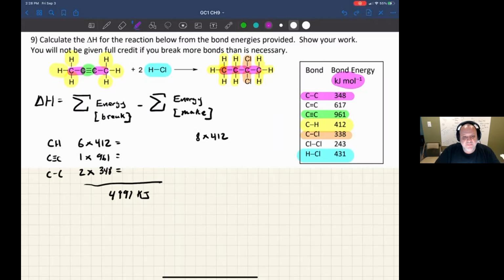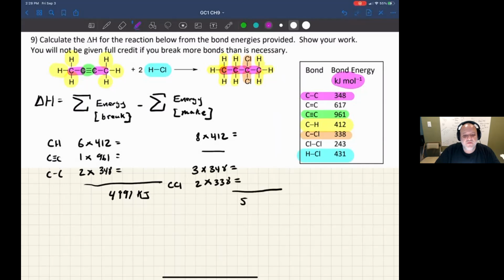Okay, on the bonds that I make, I've got some CH bonds as well. I have 8 of them. I also have some CC bonds. I have 3 of them. I don't have any CC triple bonds, but I do have some carbon chlorine bonds. They're new. And so that's 2 times 338 kilojoules.